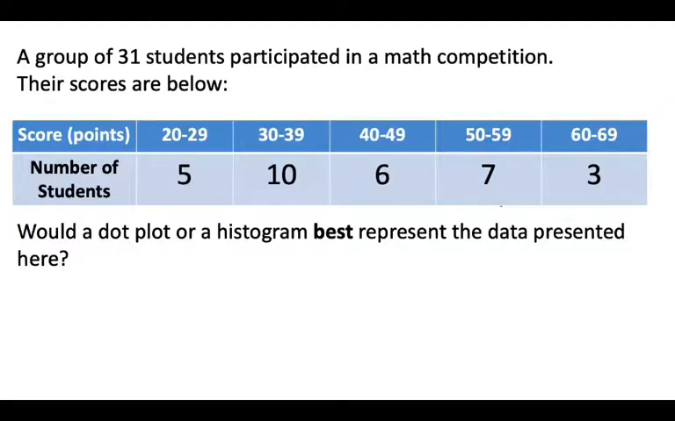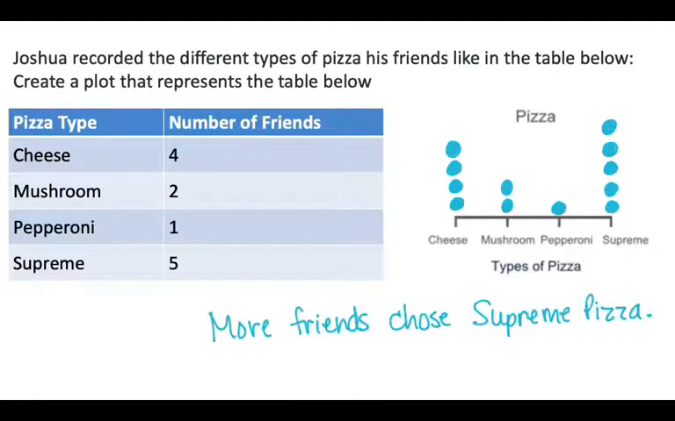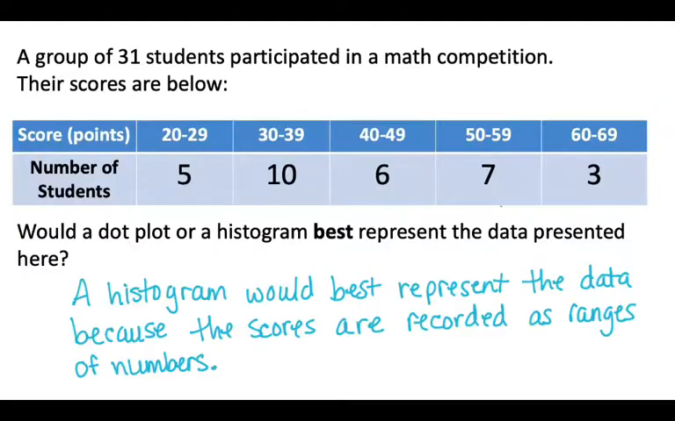If it was like the pizza one, let me go back to the pizza one, like this, where you just have one specific pizza type and then the number of people that picked it, then you can make a dot for each one of those. But because we have a range of information on this one, you can't put a dot plot in accurately representing this information. You're going to have to put a range, which would be a histogram. So a histogram would be representing the data the best because the scores are recorded as ranges of numbers.